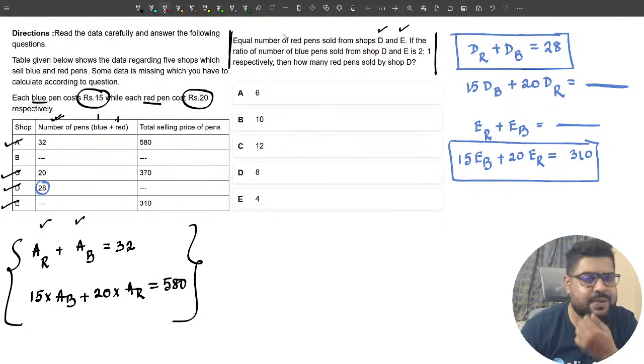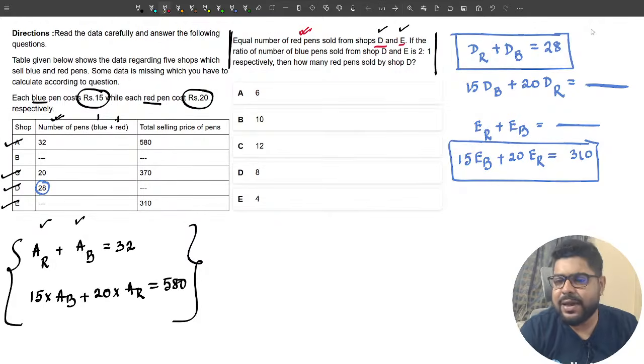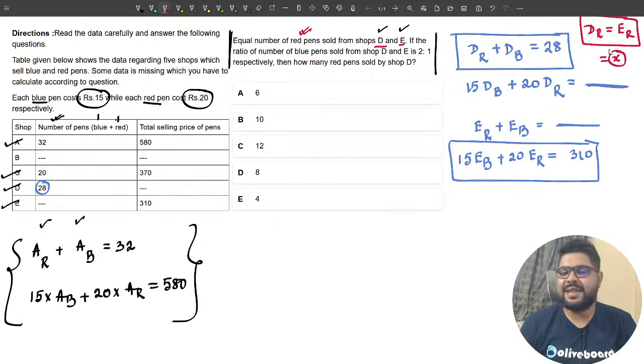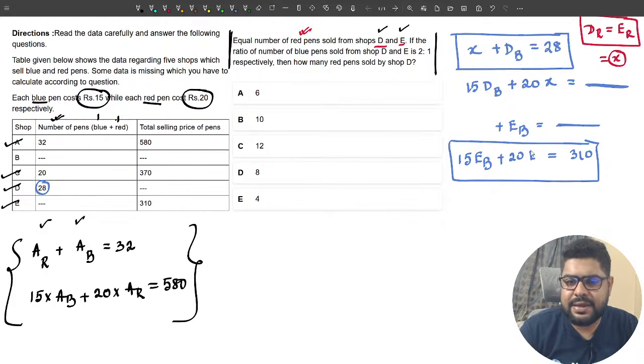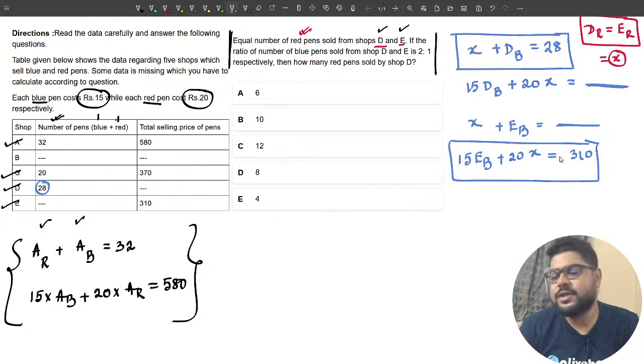Now let's see what information is given. The number of red pens from D and E is the same, meaning D red is equal to E red. Perfect. Let's take this as x. So instead of writing this, I am writing x. And E red will also be the same. DR will be x, ER will be x, so as not to confuse ourselves.